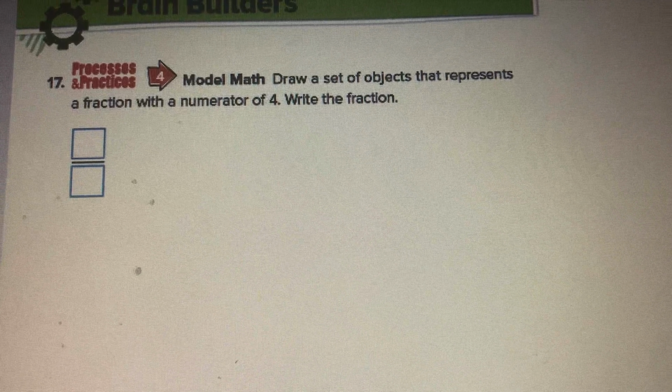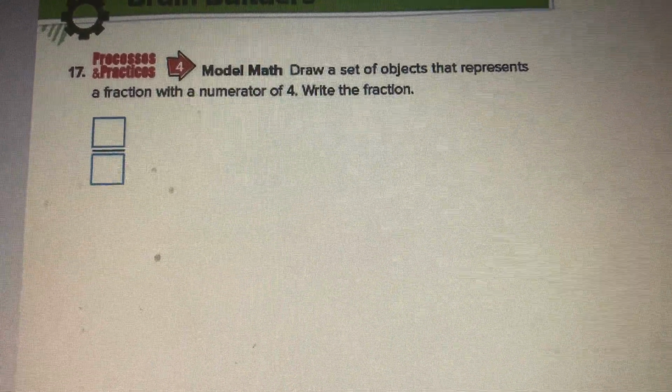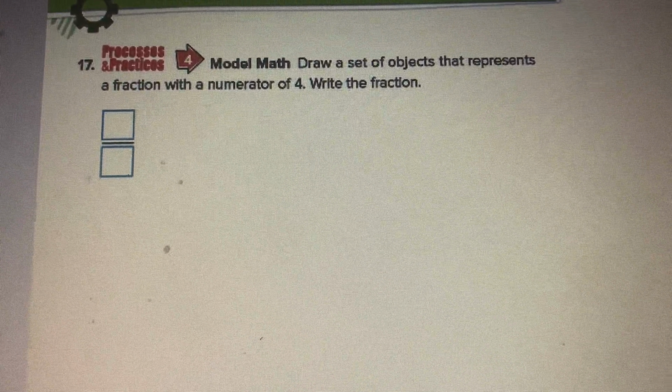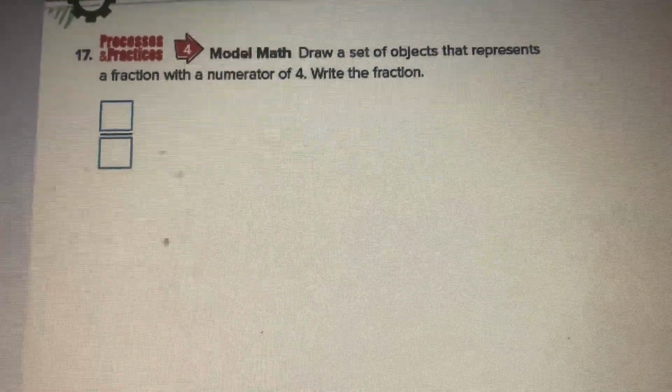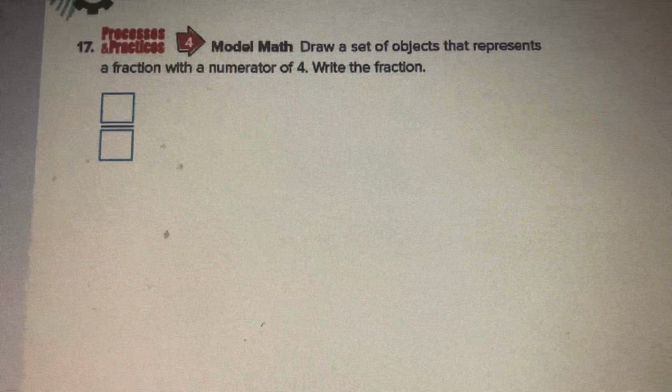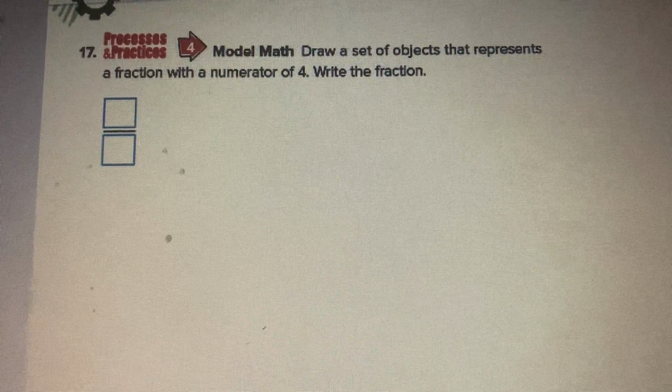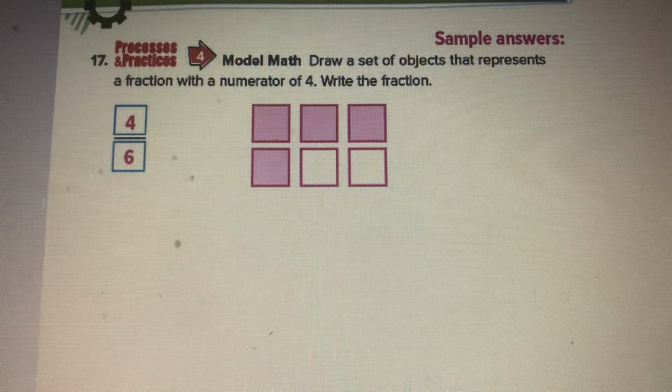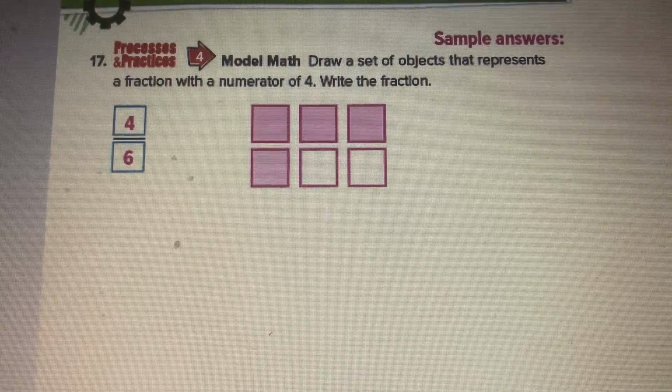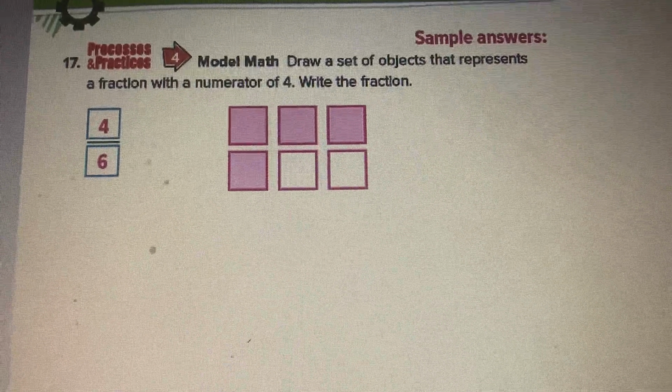Okay, number 17, draw a set of objects that represents a fraction with a numerator of 4, and then write the fraction. Go ahead and see if you can do that. Here's an example that they give you. They drew 6 things, 4 of them were shaded in, 4/6. Looking for a numerator, the number on top, to be a 4.